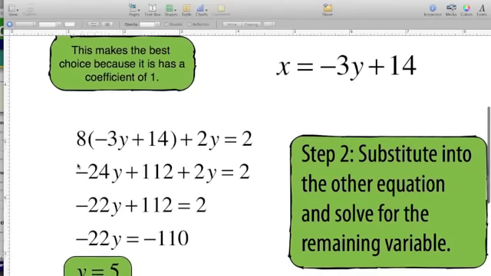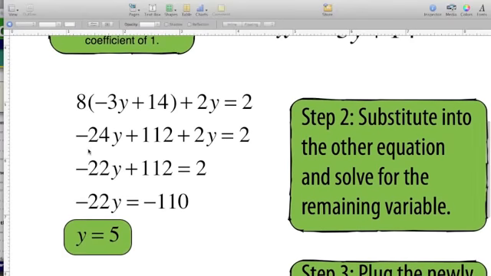And you can see the work. It's 8, and this is where x used to be, but now we've replaced it with what we solved it for before. Just like we've been practicing, we're going to do order of operations. We're going to make sure that we multiply and distribute properly, and then collect like terms. So I'll distribute my 8 to both these values, and that's going to give me negative 24y plus 112 plus 2y equals positive 2. Okay, so step 2 is just making that substitution and solving for the variable.